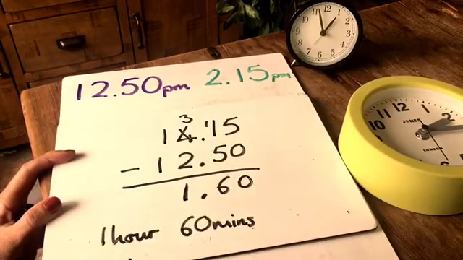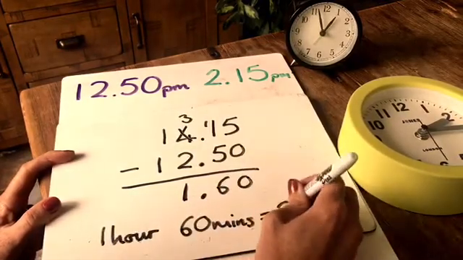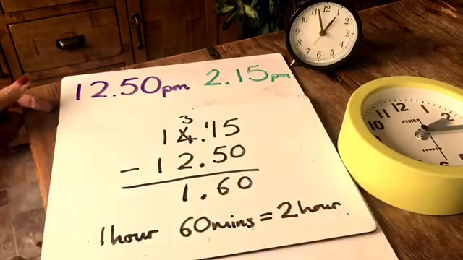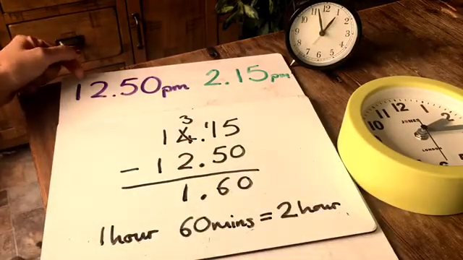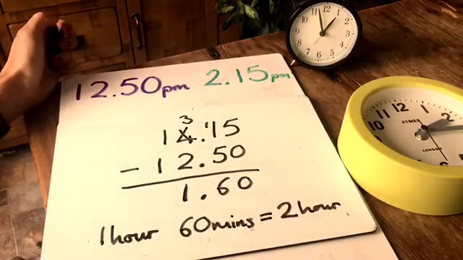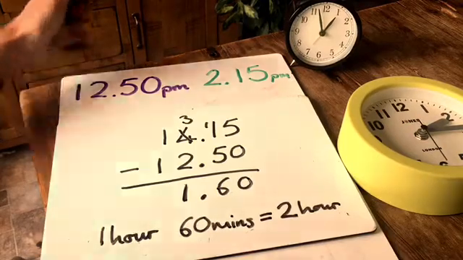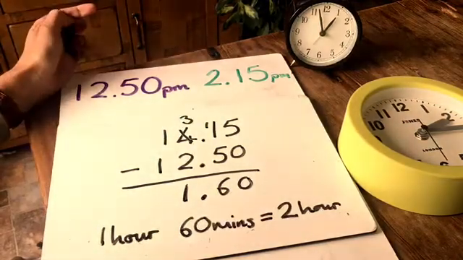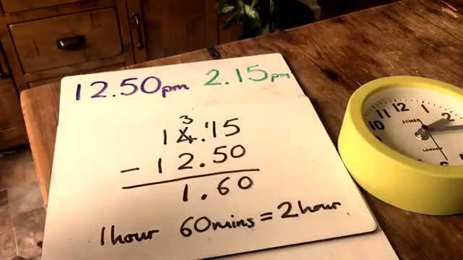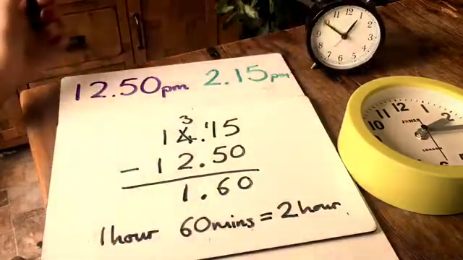Except this can't be right because 60 minutes is an hour, so 1 hour 60 minutes is the same as 2 hours. But looking at these two times, looking at 12:50 and 2:15, there isn't 2 hours difference between those two times. 2 hours later would land on the same minute, so I can see that something is very, very wrong with my calculation. And at this point, usually children get very upset and give up.